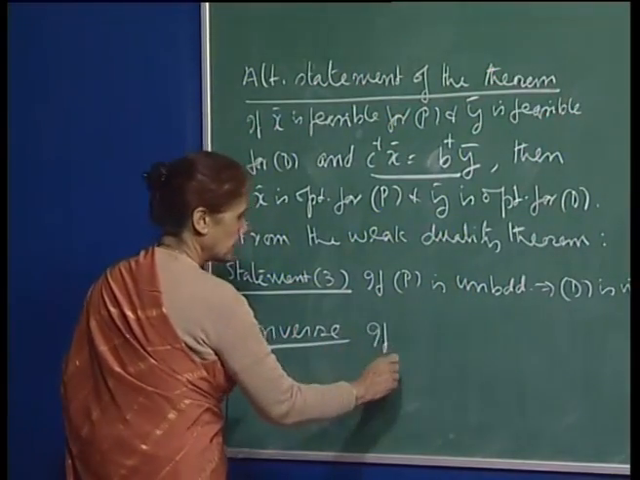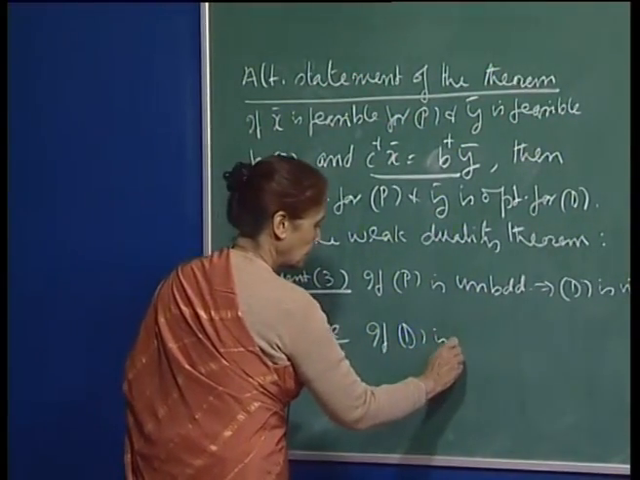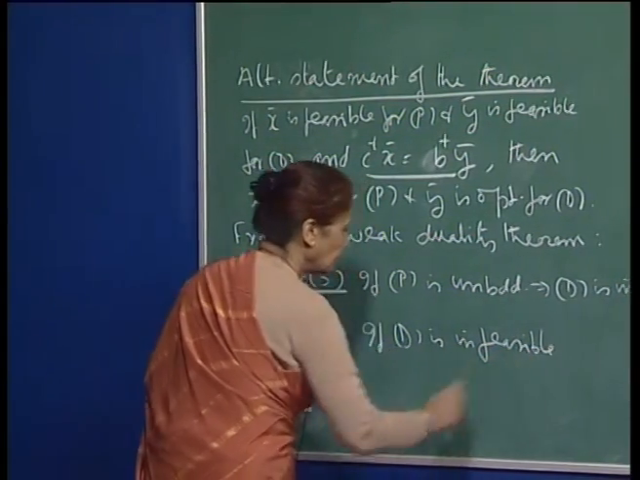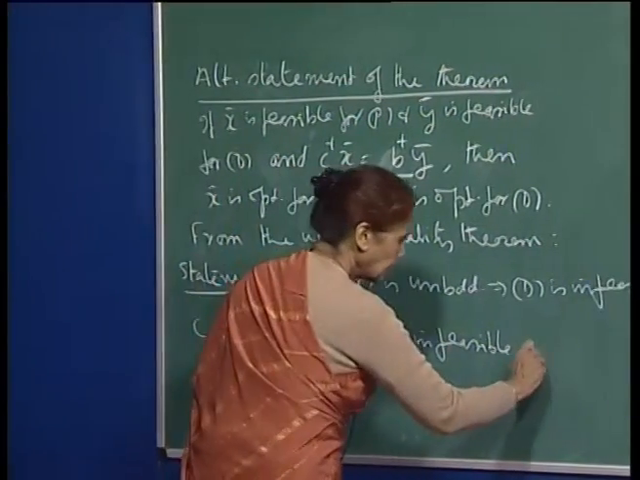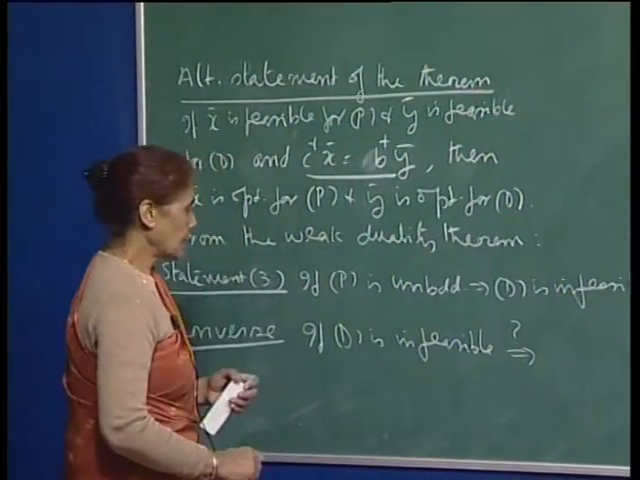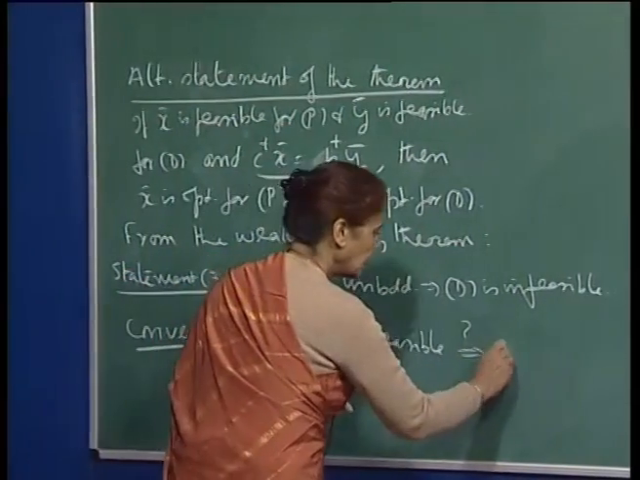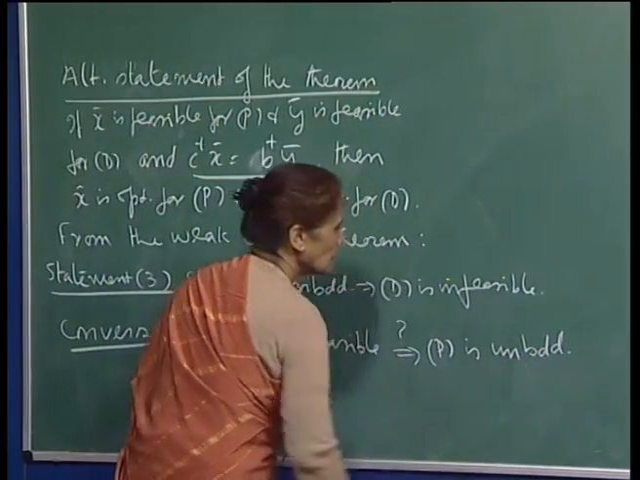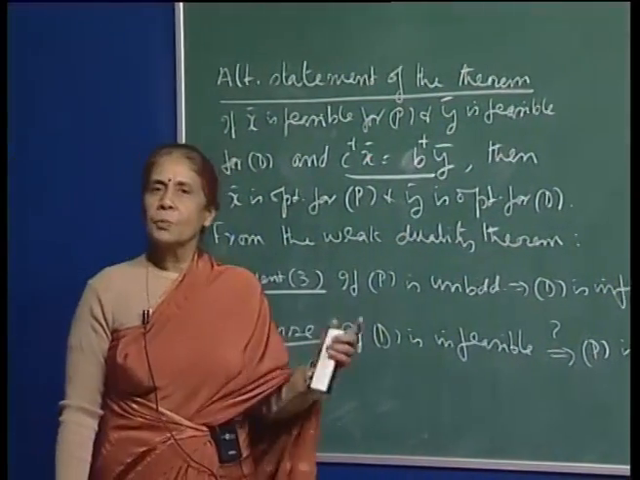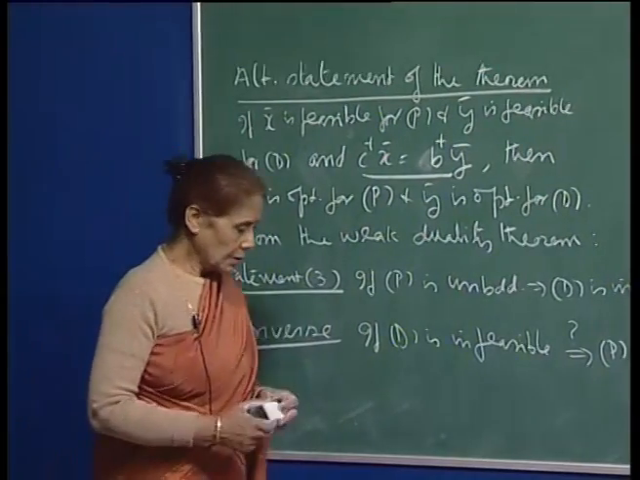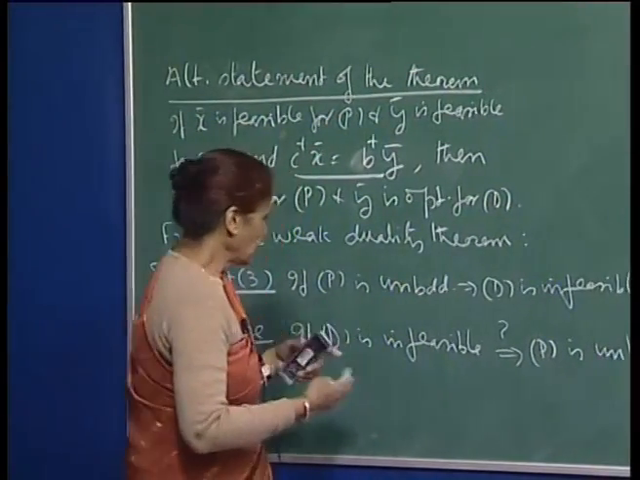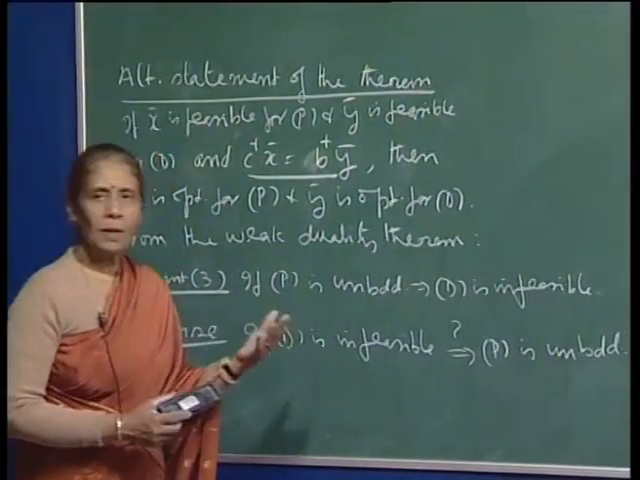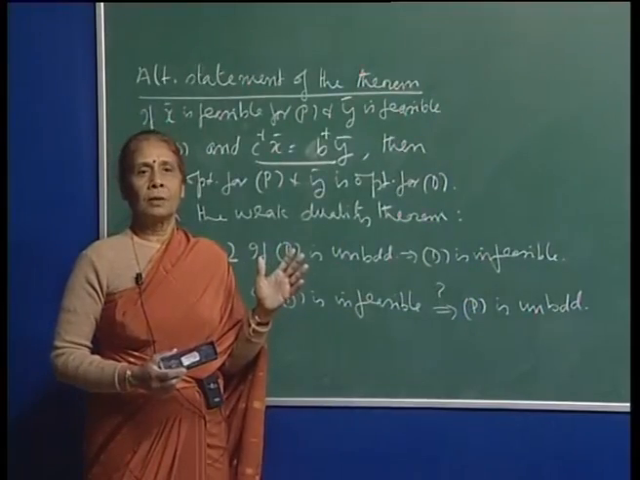So, the converse would be, if D is infeasible, does it imply P is unbounded? So, this will be the converse. Now, what actually the converse would be is that if D is infeasible, the primal can be unbounded or infeasible.